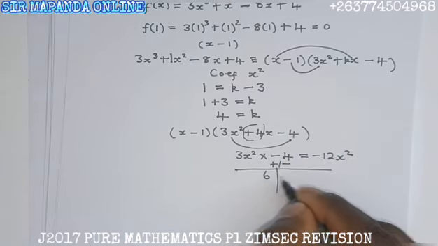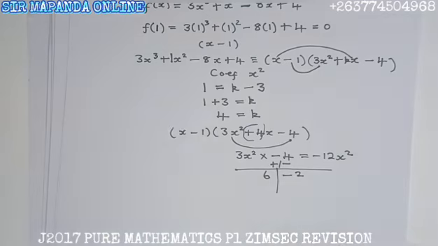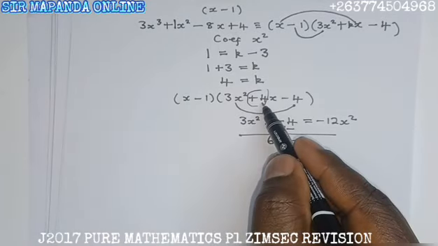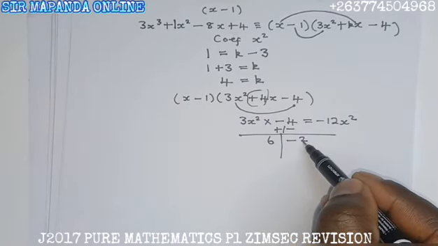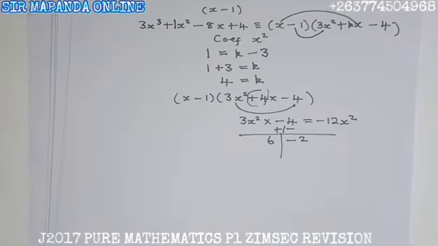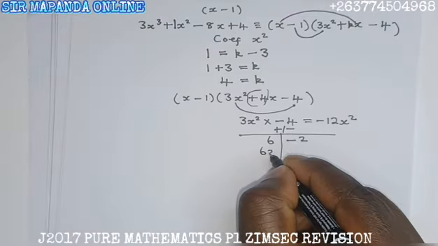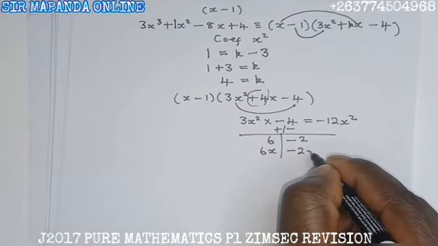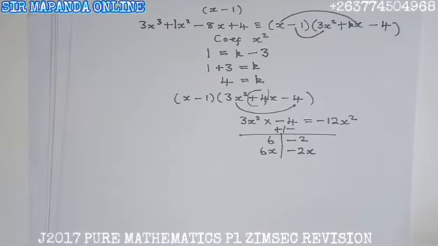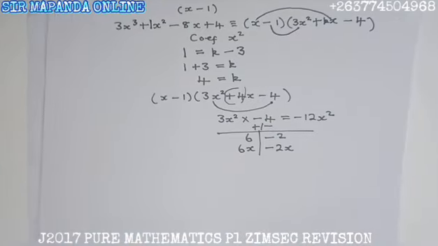You have plus 6 and minus 2. 6 minus 2, you get plus 4. Then 6 times minus 2, you get minus 12. So you have 6x and minus 2x. I hope you are following. Right.